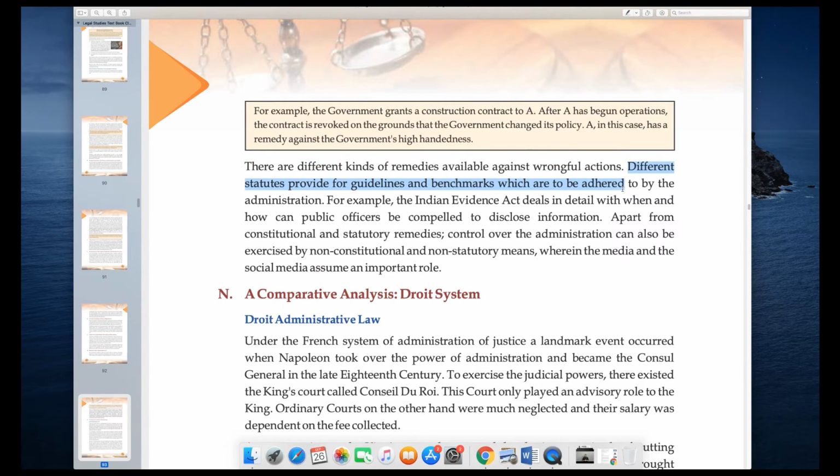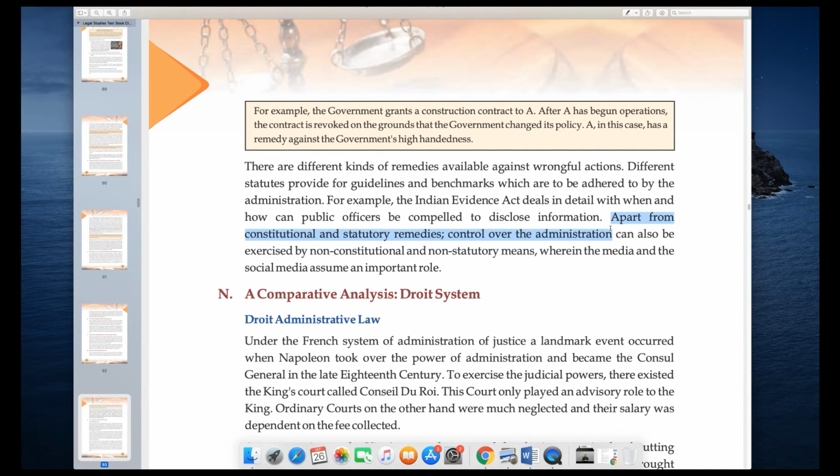Okay, so there are different kinds of remedies available against wrongful actions. Different statutes provide guidelines and benchmarks which are to be adhered to by the administration. So there are certain written guidelines that need to be followed. For example, the Indian Evidence Act deals in detail with when and how public officers can be compelled to disclose information. So you can see that the right to information is another remedy. Okay, so you have the right to information.